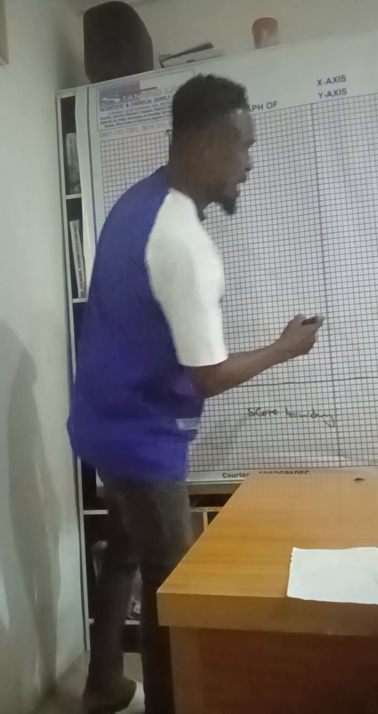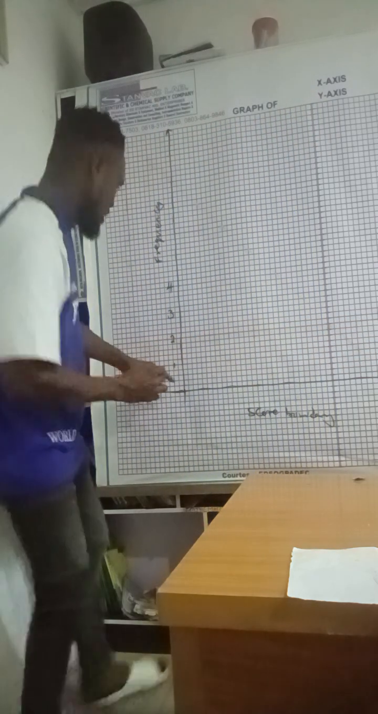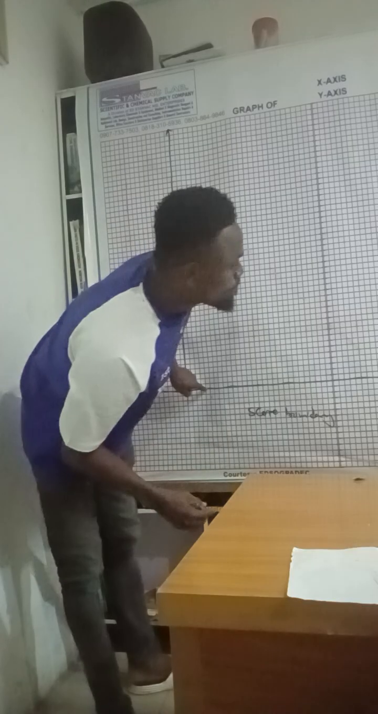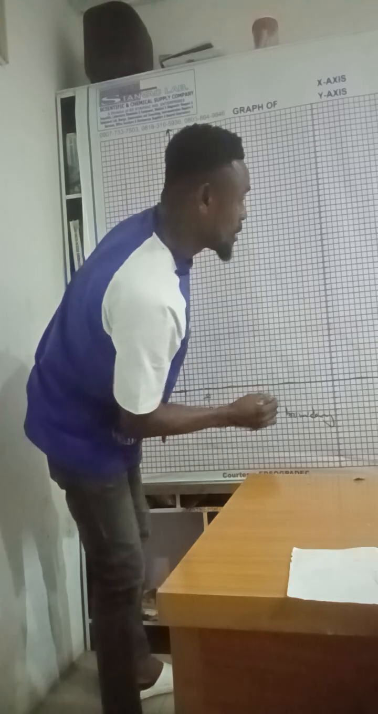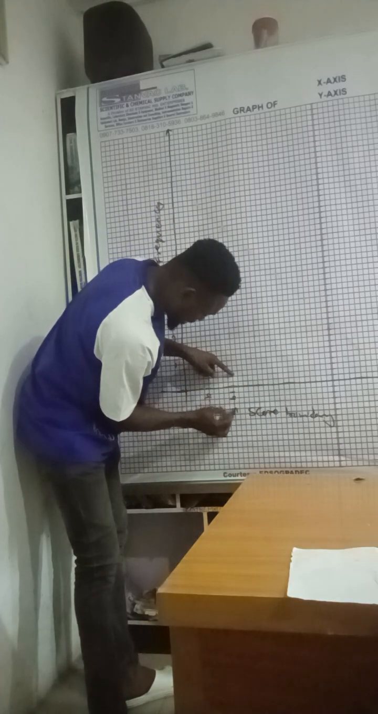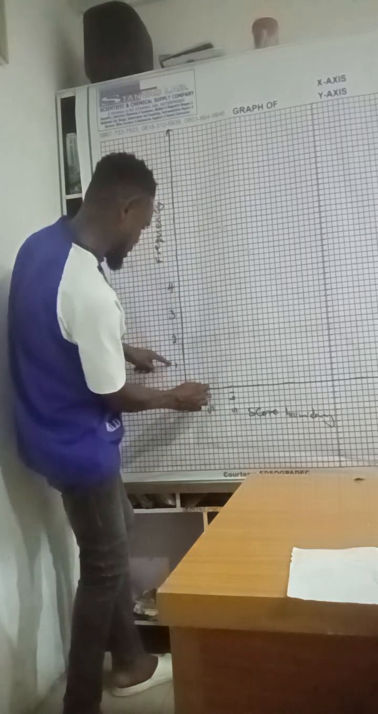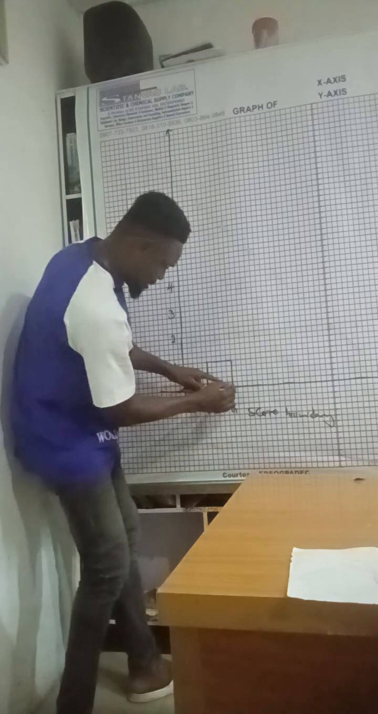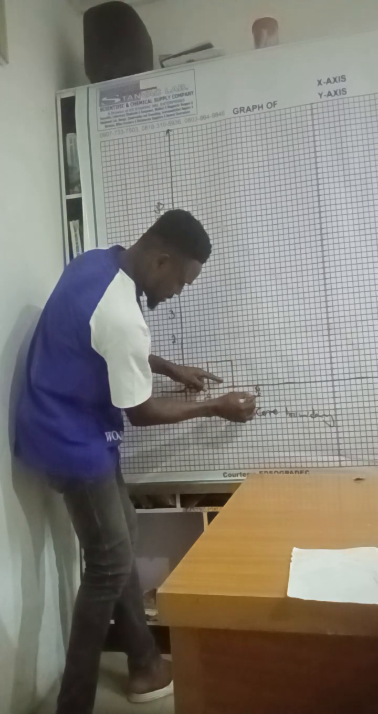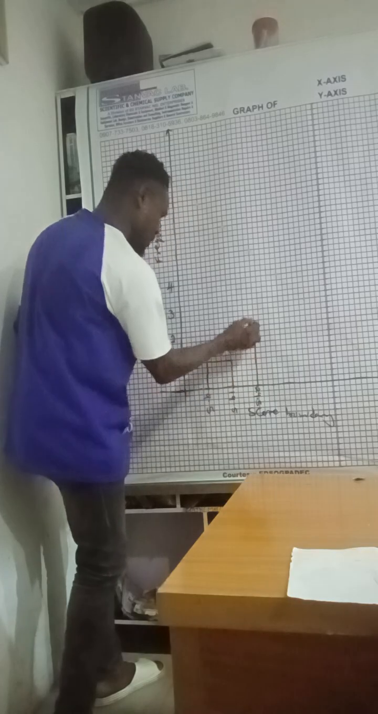So for the class boundary, let the first one be 9.5 to 19.5. How many is that? 1. You're going to draw it. Then the other one, 19.5 to 29.5. What is the height there? 4. So you take this one to 4. Here you have 4.